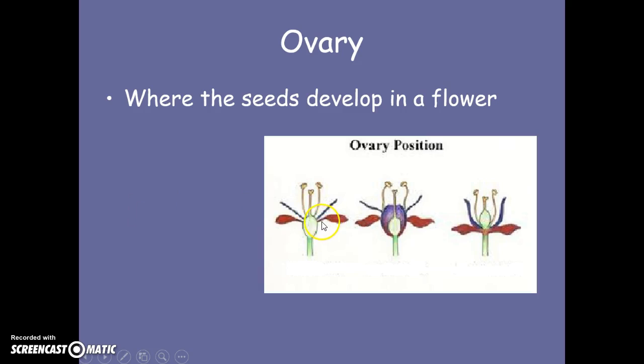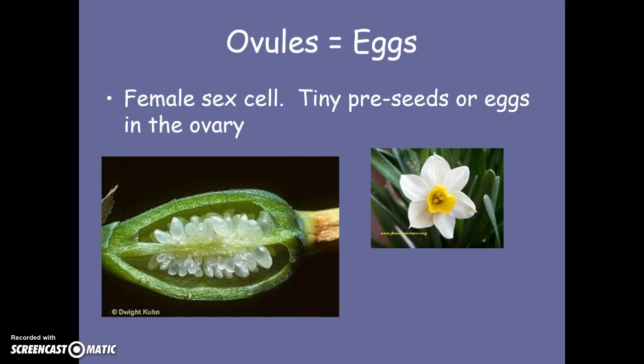So you can have petals that are attached above the ovary, or they're attached around the ovary, or the parts of the flower can be attached below the ovary. You'll see all different kinds of ovary positions when you look at flowers. But the ovary is where the seeds develop. Ovules are eggs, the female sex cell. They're the tiny pre-seeds, or eggs, that are inside of the ovary.